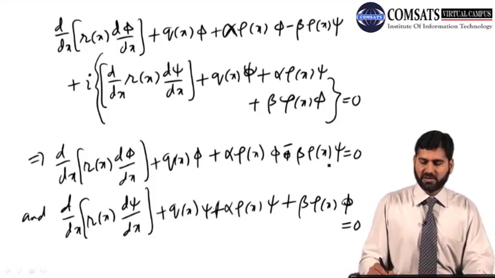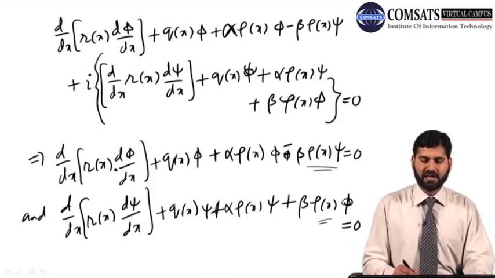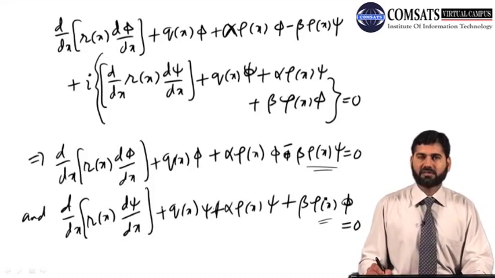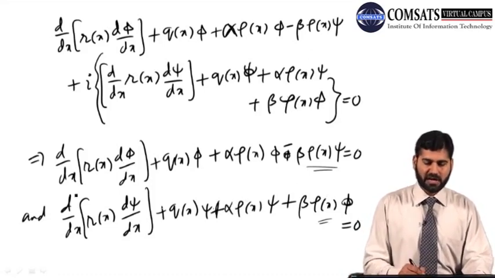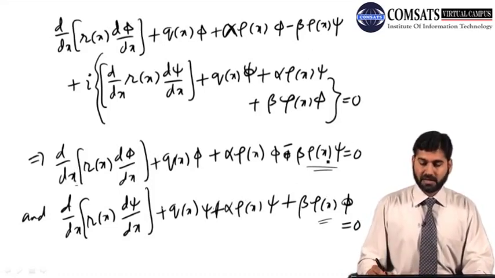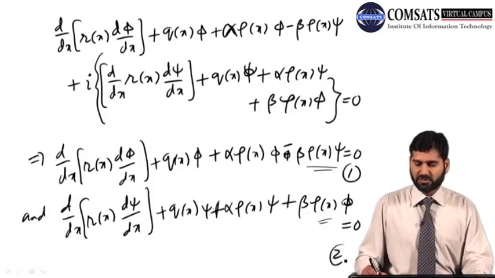So these are the two equations. Here you are getting psi and here you are getting phi. In the phi equation psi, and in the psi equation phi. So these are coupled equations. So I got these two equations. Now, the boundary conditions as well, we will use them later. Let's call this 1, let's call this 2.